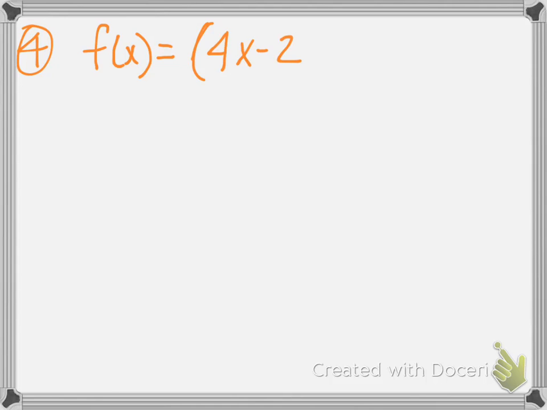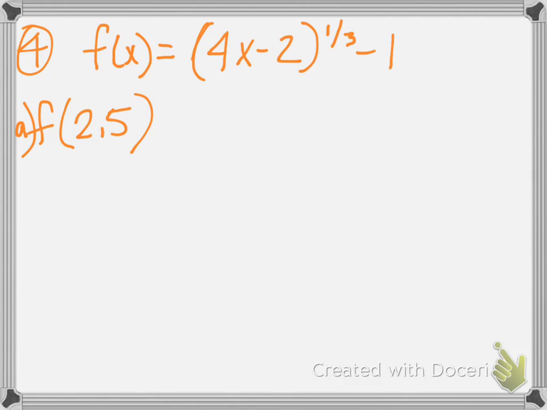Hello again, on to number 4 for our Unit 3 review. Number 4, inverse functions. Given f of x equals 4x minus 2 to the 1/3 power minus 1. Find f of 2.5. So f of 2.5, this is A.